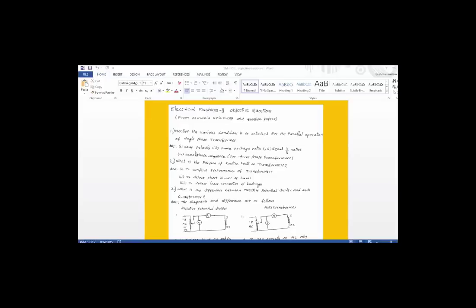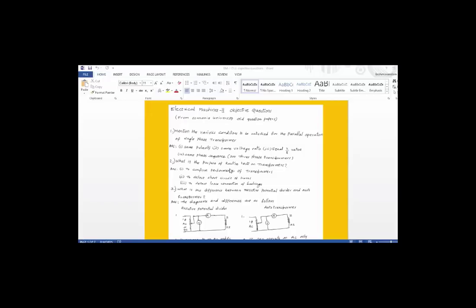First condition is same polarity, second, same voltage ratio. Third condition, equal X by R ratio. Fourth, same phase sequence. It is for three-phase transformer parallel operation.